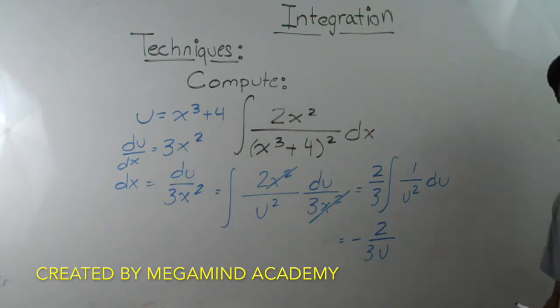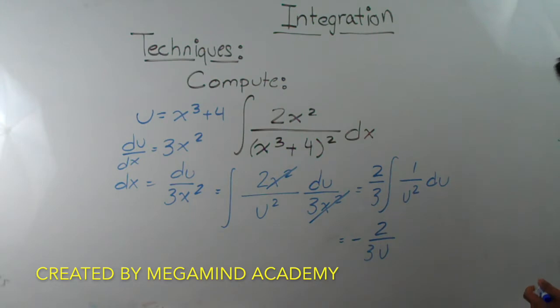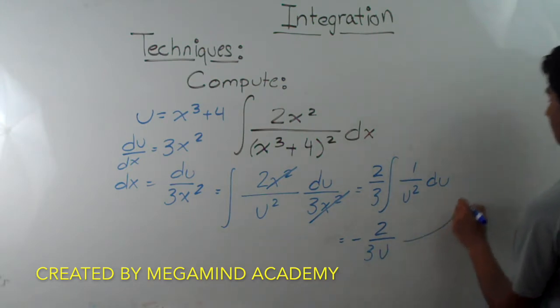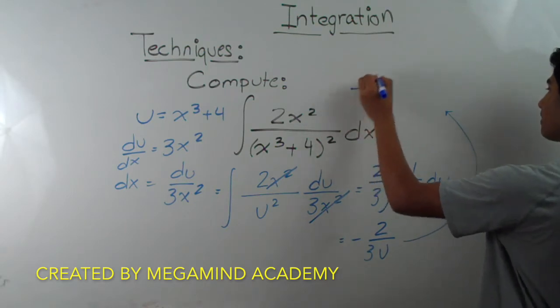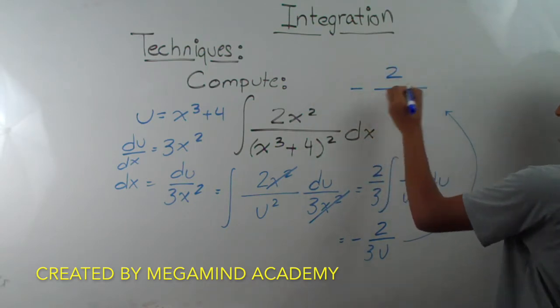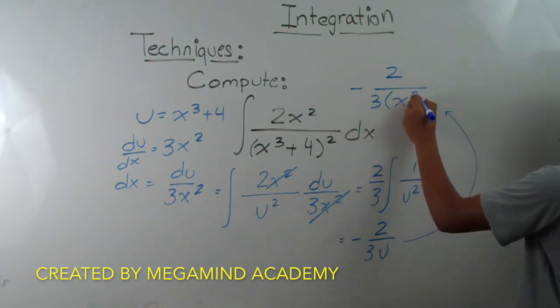But are we done yet? Well, no. Now we have to do the last step. We have to plug back in the value of u that we took out. So this would be equal to negative 2 over 3 times u, which is x cubed plus 4.